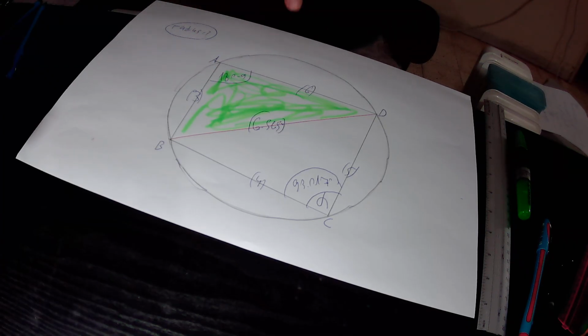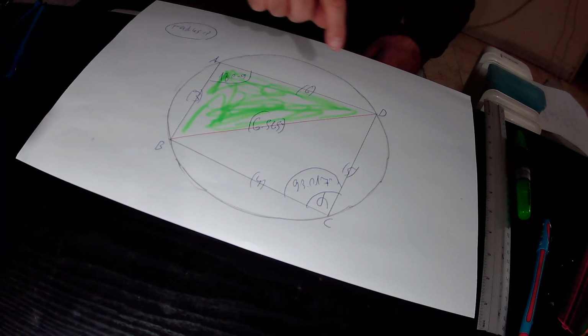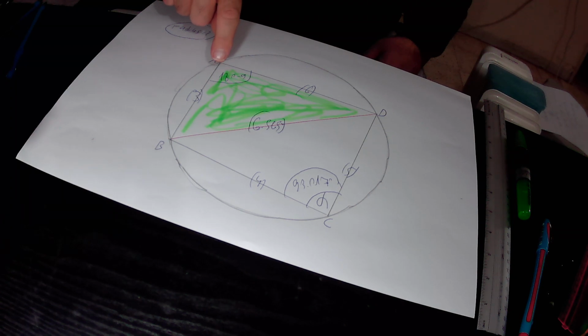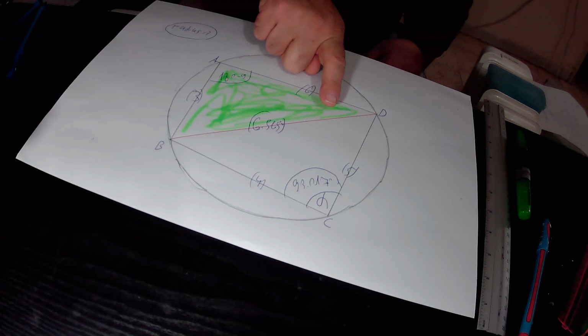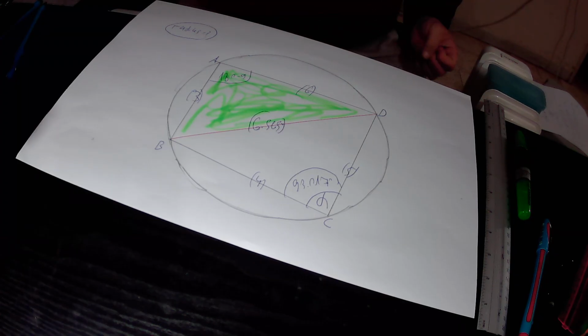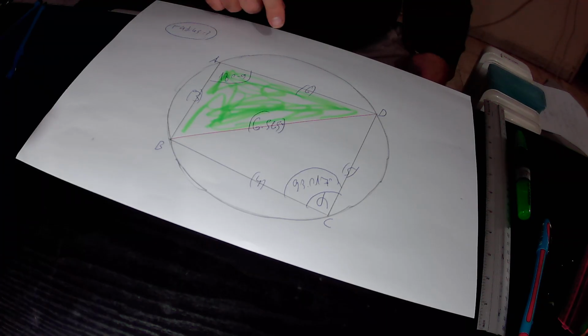In the next step, we join points B and D together by a straight line. By joining points B and D, we divide quadrilateral ABCD into two parts. The first part is the green triangle ABD. The second part is the white triangle BDC. So in the next step, we apply the law of cosines to both triangles. First of all, we apply the law of cosines to this green triangle BAD.